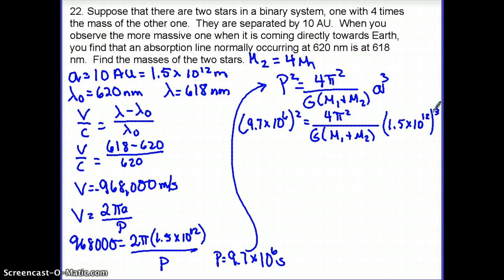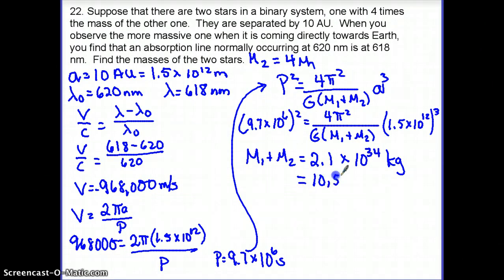So frantically plugging things in. That's big. Really not a very good problem, but okay. Get a very large number here. This is a little bit unrealistic, but we'll go with it. Just solve the problem anyway. That's kilograms. I can convert that to solar masses by dividing by 2 times 10 to the 30th. 10,500 solar masses. Again, this is a little bit unrealistic.